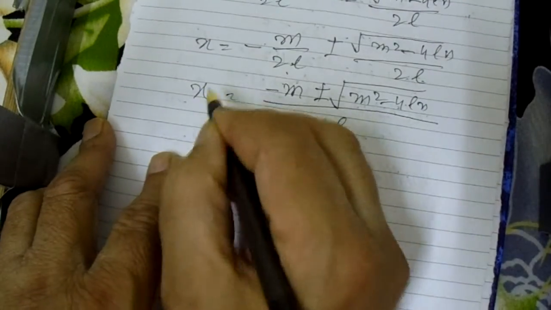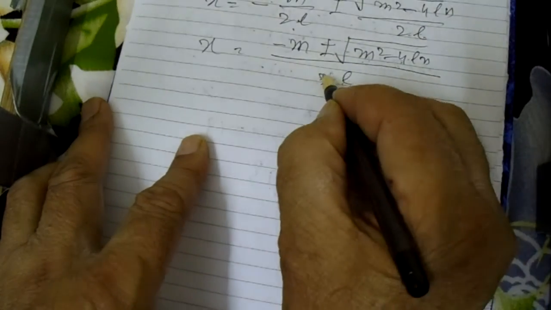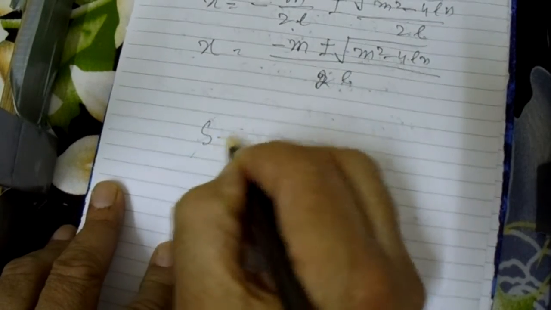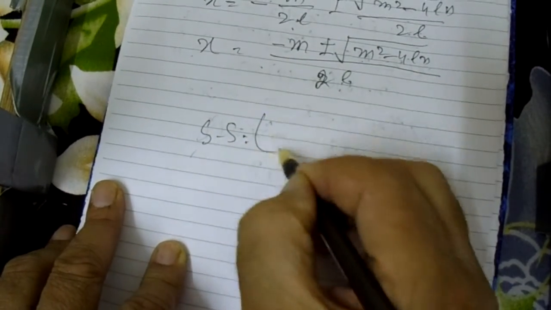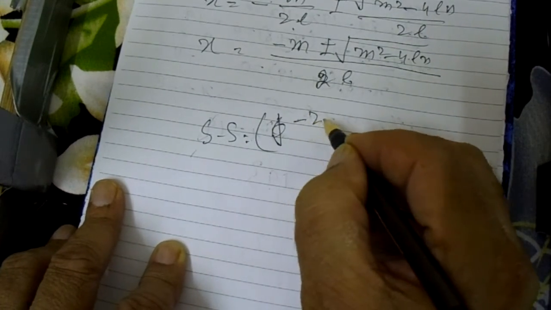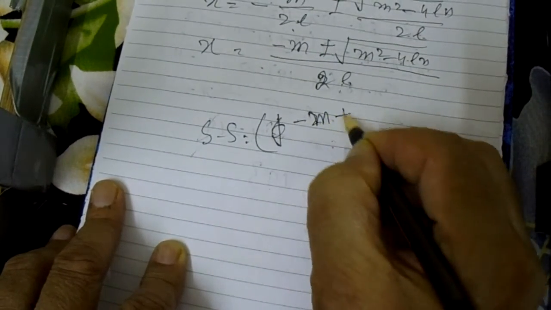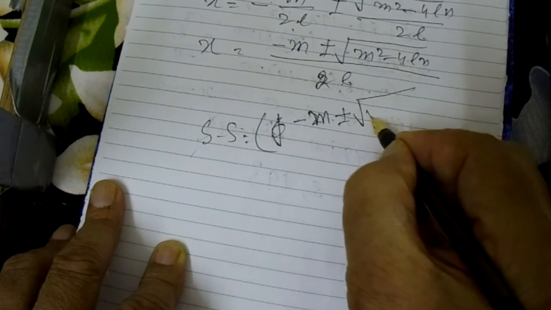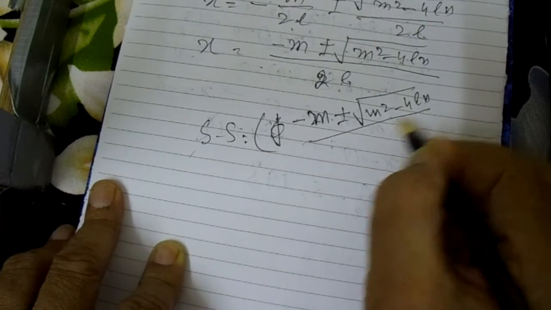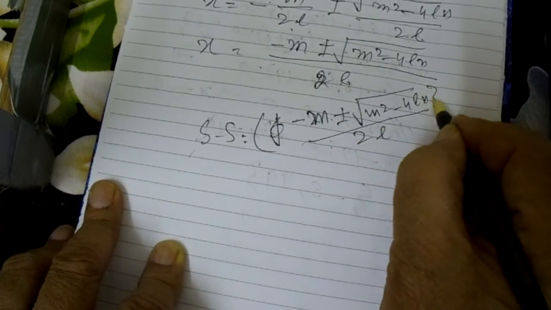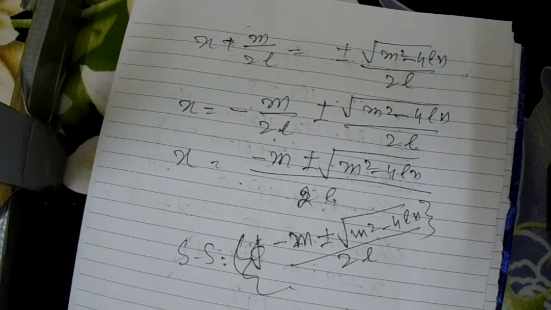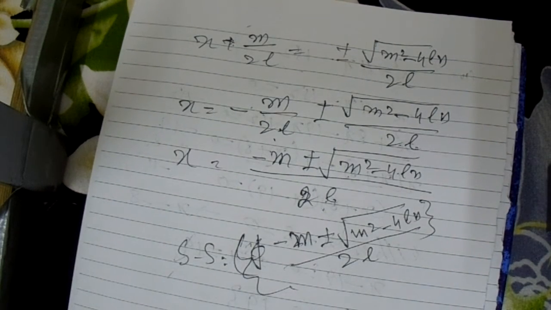Now this is equal to x. Now it is the solution of this equation. Write here: solution set is equal to, in brackets, minus m plus minus square root of m square minus 4ln over 2l. Now this is the solution set of this equation. Now this is our fifth part of this question.